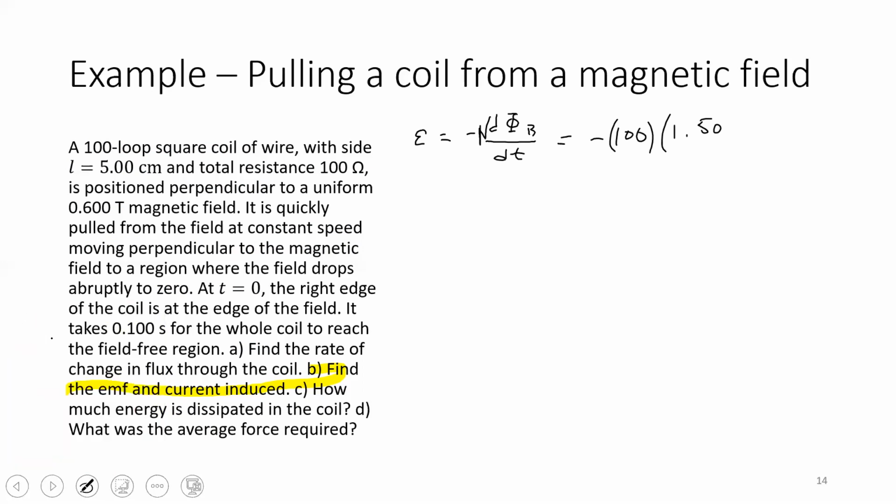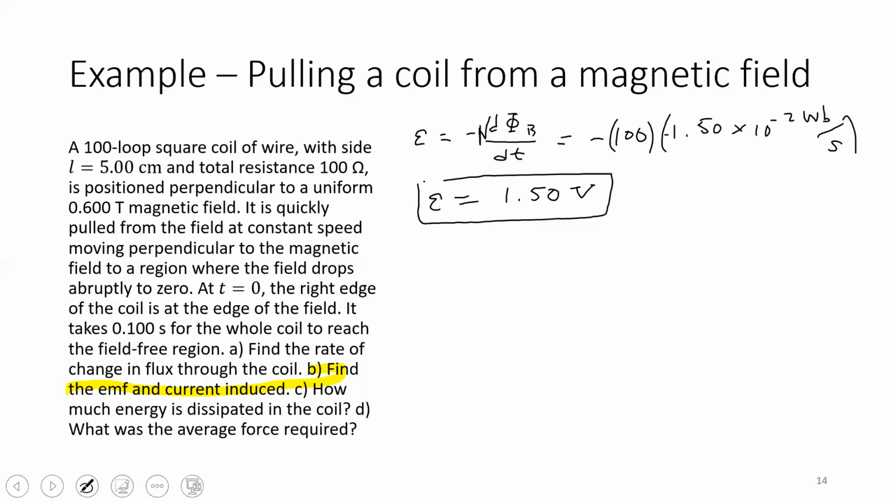So the rate of change we had was a negative 1.5 times 10 to the minus 2 Weber per second. Okay, so our induced EMF looks like a negative sign and a negative sign, so we end up with a positive, and 100 times that 10 to the minus 2 just gets rid of the 10 to the minus 2. So we've got 1.5 volts. That is my answer to part B.